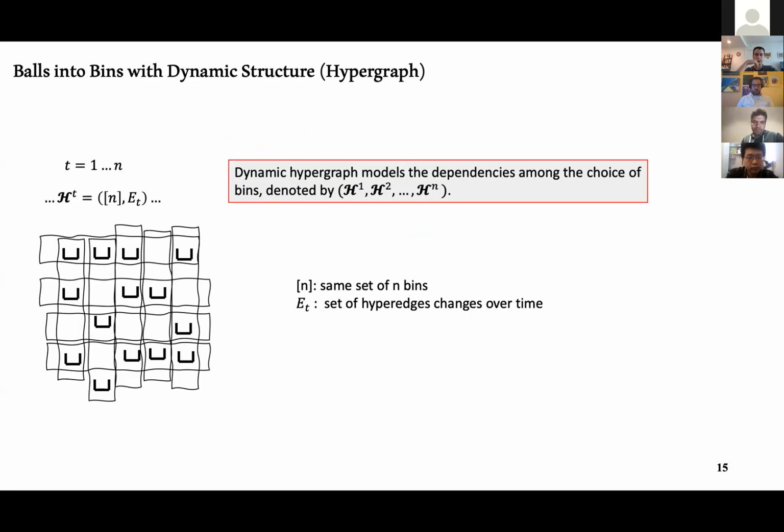So here is our model. We consider a dynamic hypergraph, which means that we have an underlying hypergraph structure for the bins, and the hypergraph is exposed to the system over time. In fact, we define a dynamic hypergraph as a sequence of hypergraphs with the same ground set, but the edges may change over time. We denote the hypergraphs with H1 to Hn.